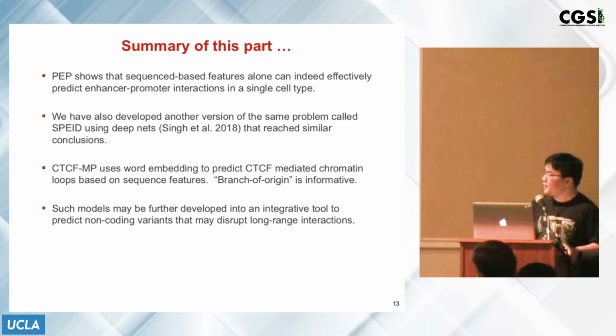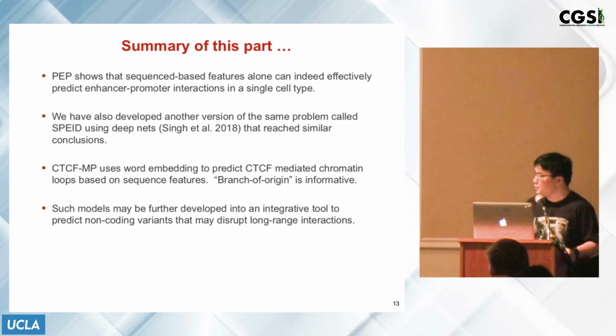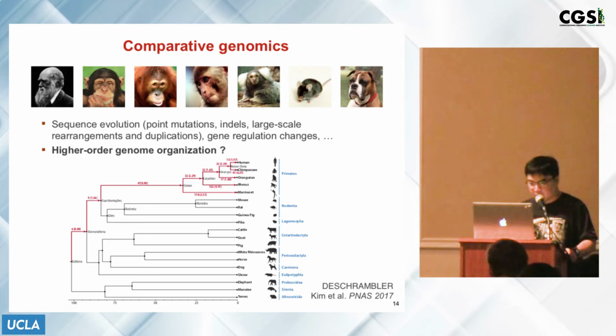And you may ask why these models are useful, because with word embedding there's one limitation: some of the features are hard to interpret. But I think it's still potentially useful to help us predict the consequences or the importance of these non-coding variants. For instance, you can build a model in some normal cells, and then in cancer cells, you can see if the somatic non-coding mutations are going to disrupt the long-range interactions. So those kinds of models will be informative.